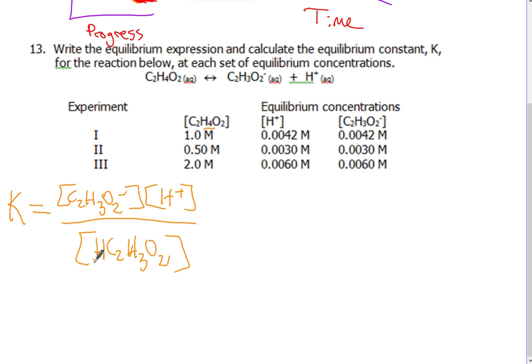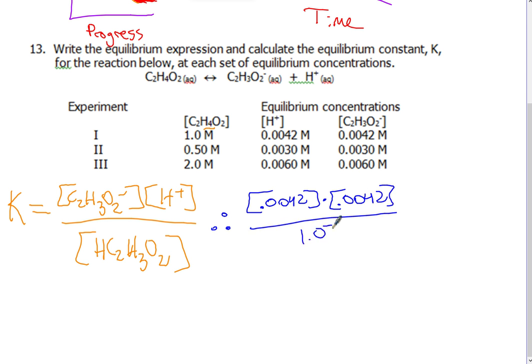That's acetic acid. So what we're supposed to do is plug in the values from each trial or each experiment and see what value we get. So if I plug in the values for the first experiment, which I'm doing right now, I'm going to get a value for K. And that's the value for K, 1.8 times 10 to the minus 5th, multiplied the top, divided by 1.